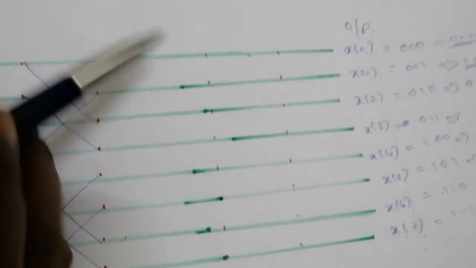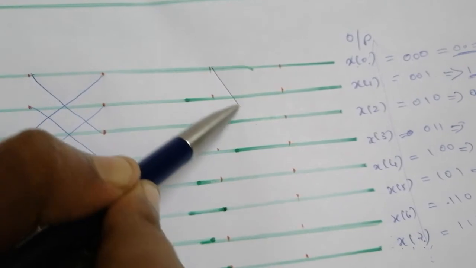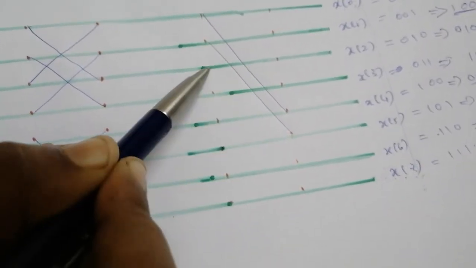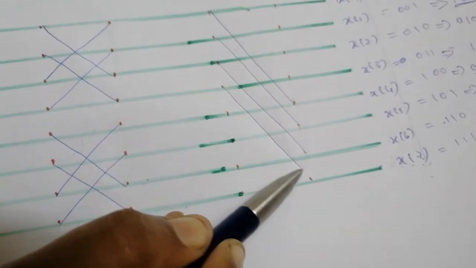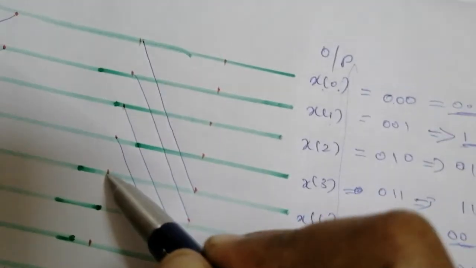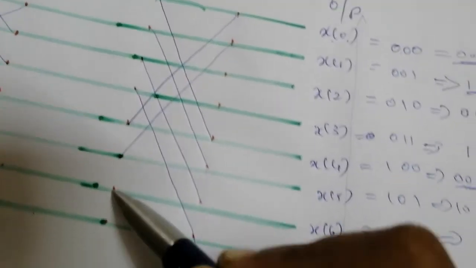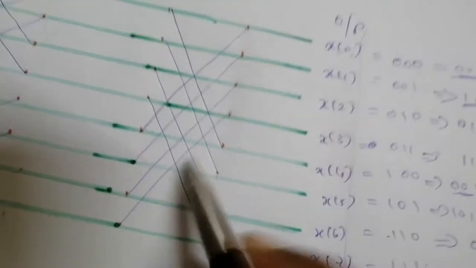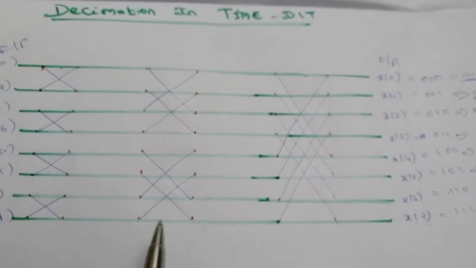And the third stage: now combine all the 8 lines. That is, the first line is joined with the fifth line, the second line with the sixth line, the third line with the seventh line, the fourth line with the eighth line. Now the opposite: the fifth line is joined with the first line, the sixth with the second, the seventh with the third, and the eighth with the fourth. I hope up to this you are all clear, right?